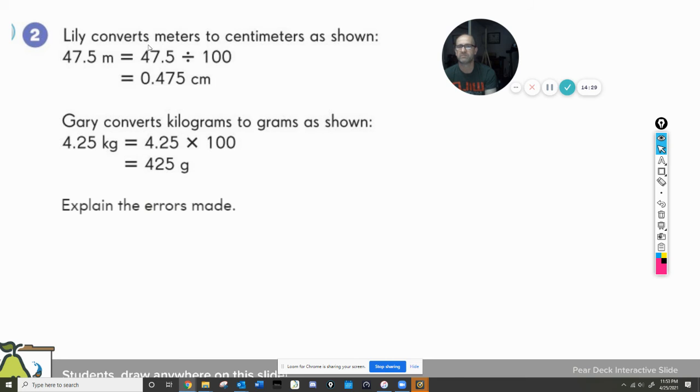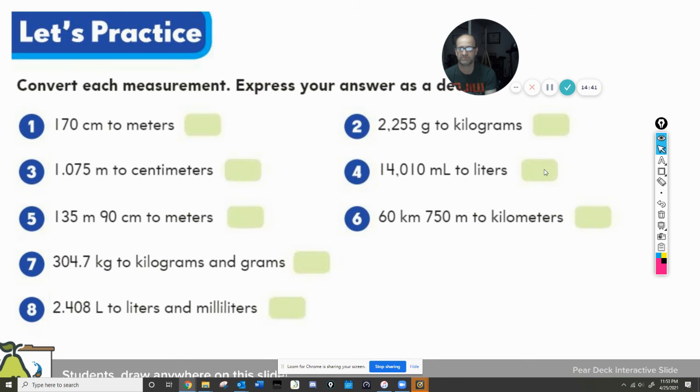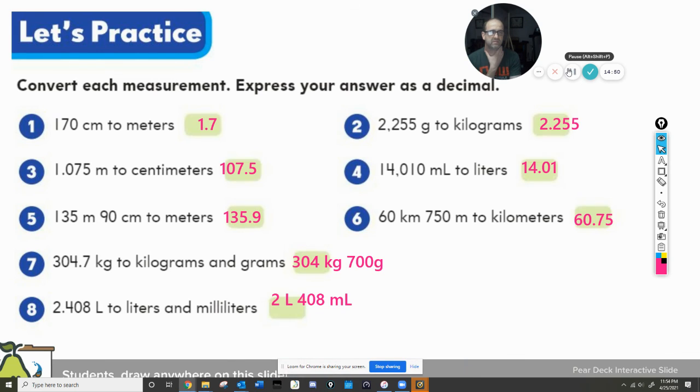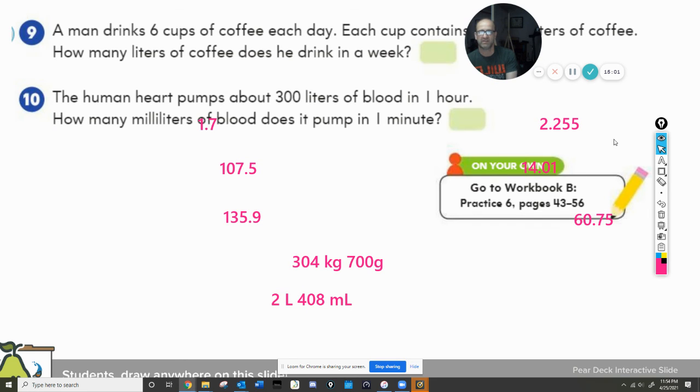Okay. Meters to centimeters is shown. No, she should have multiplied. Gary does kilograms to grams as shown. He should have multiplied by 1,000. There, I explained the errors. Okay, 5 seconds, I'll throw the answers up. 4, 3, 2, 1. That means you're supposed to pause. I assume this is meters, centimeters, meters. Just pretend the units are on there.